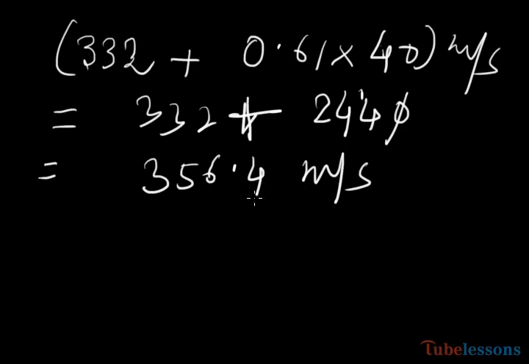That is, at 0 degrees Celsius, velocity of sound is 332 meter per second. At 10 degrees Celsius, it will be nearly 338 meter per second. At 40 degrees Celsius, it is 356.4 meter per second. So with the increment of temperature, velocity of sound increases in air. Now, in a liquid, velocity of sound is much greater than that in air.